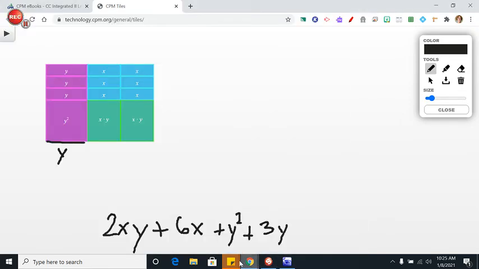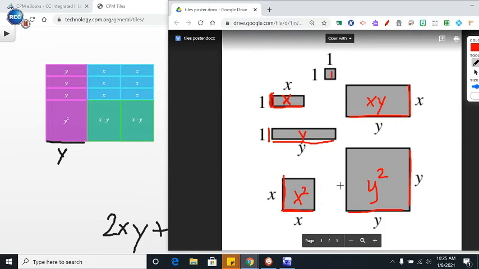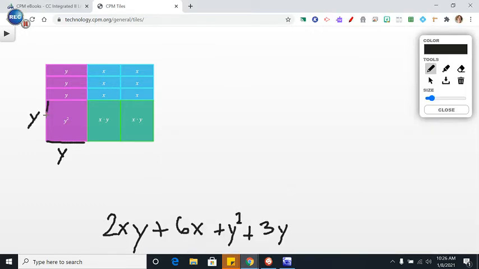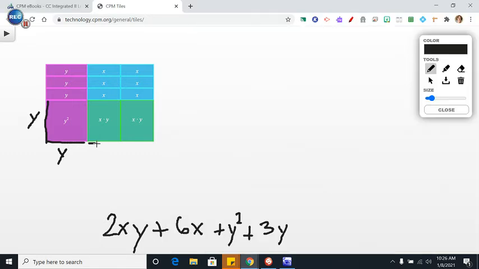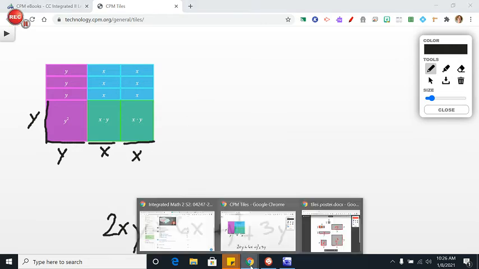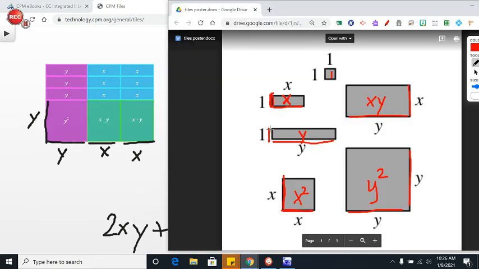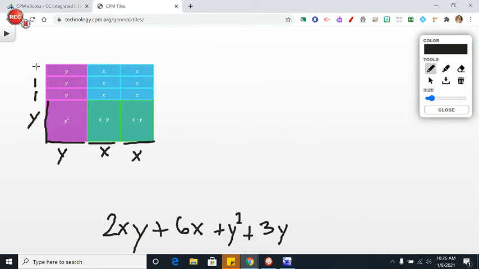That width is y. So this is y. Okay, and then for the XY tile, the green XY rectangle, the short side is X, the long side is Y. So this is the short side, this is going to be X. So then this would also be X. And then for that purple rectangle, the short side is 1, the long side is Y. So this would be a 1, this would be a 1, and this would be a 1.